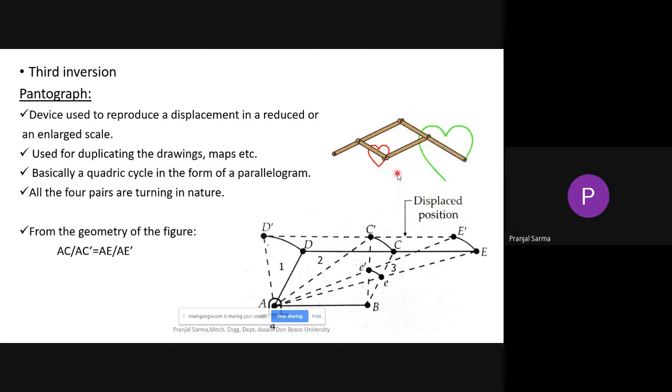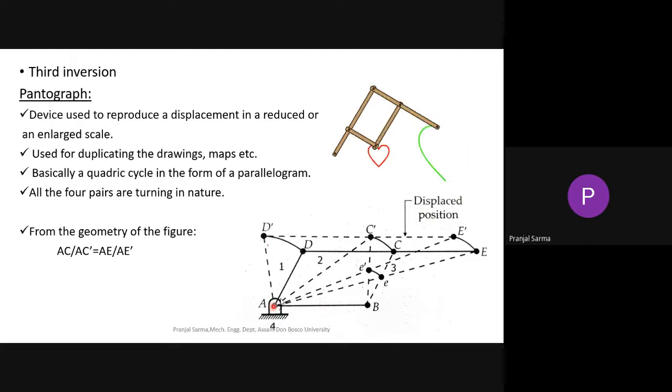Due to the construction of this particular mechanism, these are all pivoted here. So this is one, being fixed here, you can see in this particular figure 48. By this dotted line, different displaced positions are being shown. Whatever motion you give here, you can see it is being traced here. So here all are actually turning pairs.